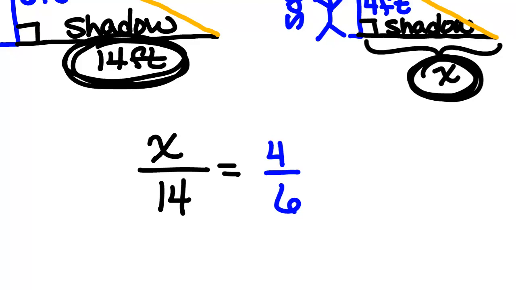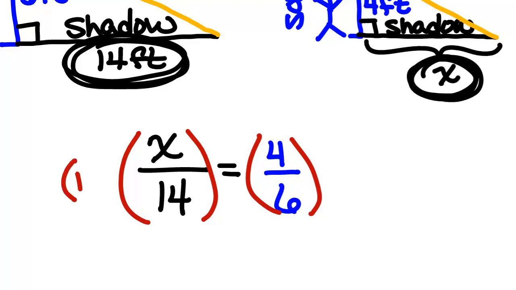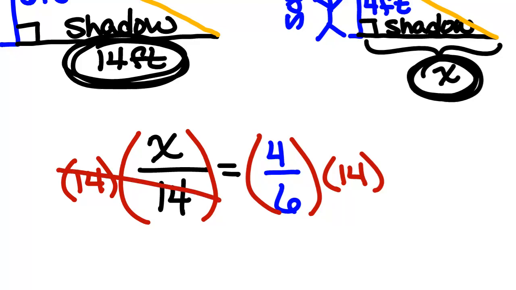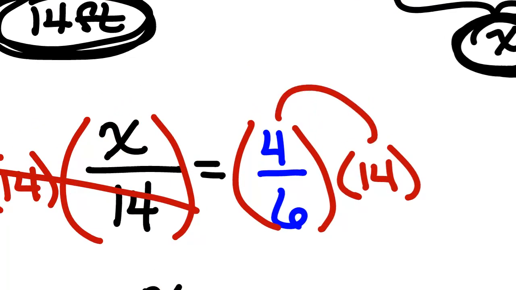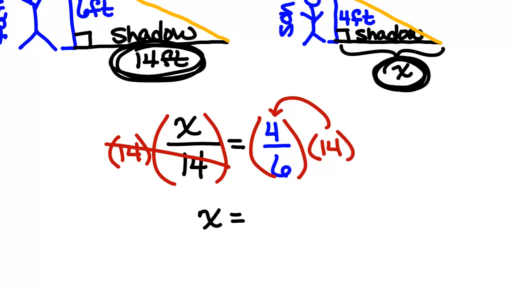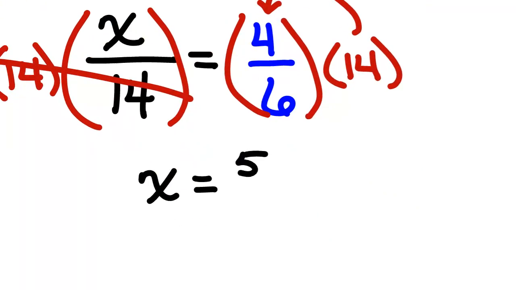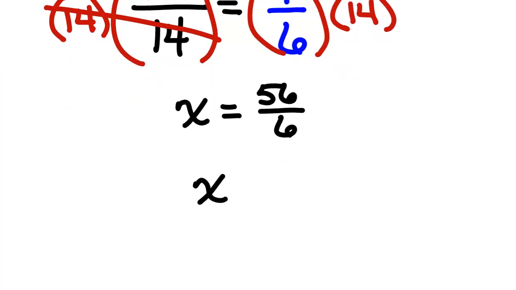I've got two fractions here. X is part of a fraction. What do I need to do so that the x will be all alone? Multiply by 14. So we're going to multiply both sides by 14. It's going to cancel out my denominator on the left. So I'll have x all alone on the left-hand side. That 14 is only going to distribute to the numerator. What is 4 times 14? 56. So I have 56 over 6. Pop that into your calculators for me. What is 56 over 6?